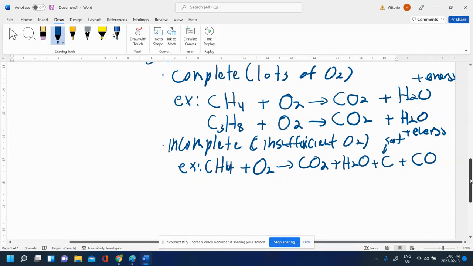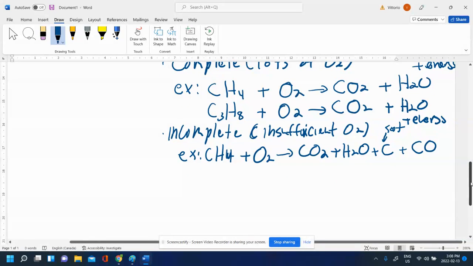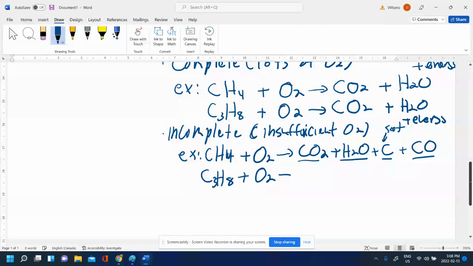And so that's the main difference. I'll tell you it's not enough oxygen. You'll write the regular ones like in complete combustion, plus these additional products there. It doesn't really matter what the main starting formula is. So C3H8 plus O2, I'll say you had insufficient oxygen, and you'll say, okay, well, that means just CO2 plus H2O plus C plus CO.